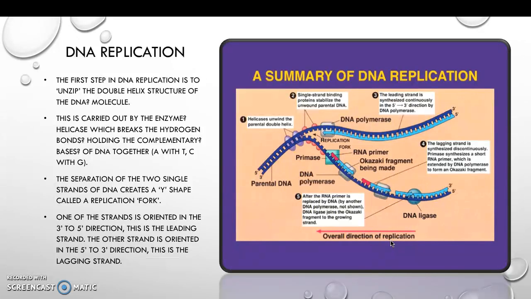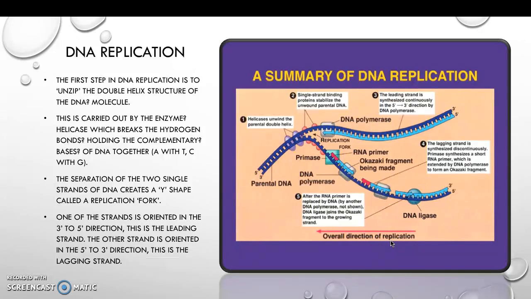The separation of the two single strands of DNA creates a Y shape called a replication fork. The two separated strands will act as templates for making the new DNA strands. The nucleotides are assembled in the order that complements the order of bases on the strand that serves as a template. One of the strands is oriented in the 3' to 5' direction, or towards the replication fork, and this is called the leading strand. The other strand is oriented in the 5' to 3' direction, or away from the replication fork, and this is known as the lagging strand.